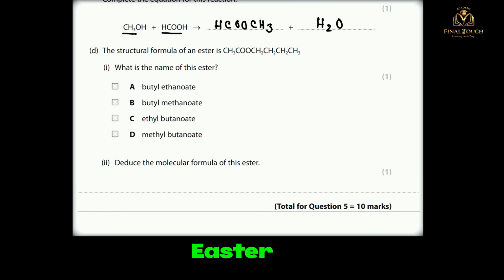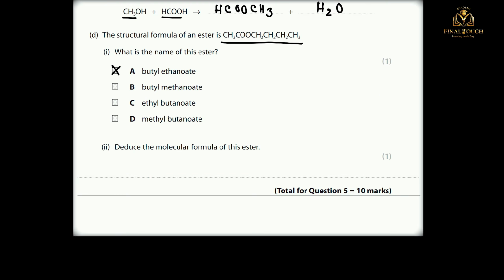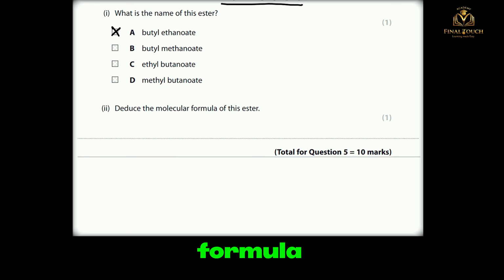What is the name of this ester? So we have here butyl ethanoate. So this is for this one. Sorry, this one. So the butyl comes from this one, 4 carbons, and ethanoate for this, 2 carbons. Deduce the molecular formula of this ester. The molecular formula should be C6H12O2.